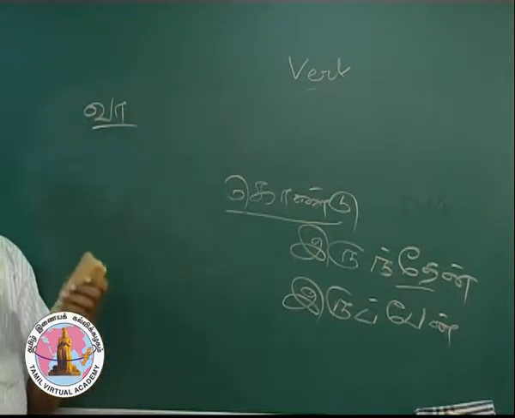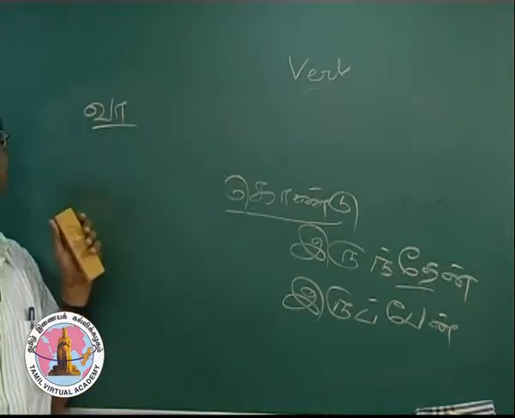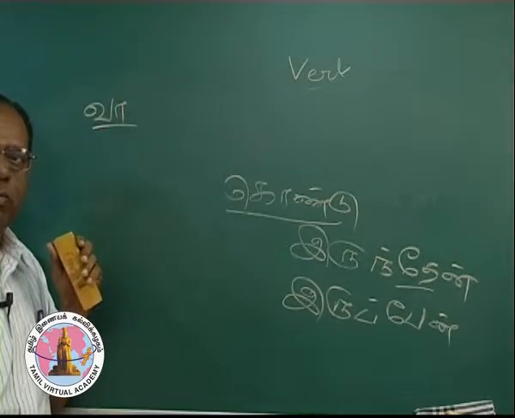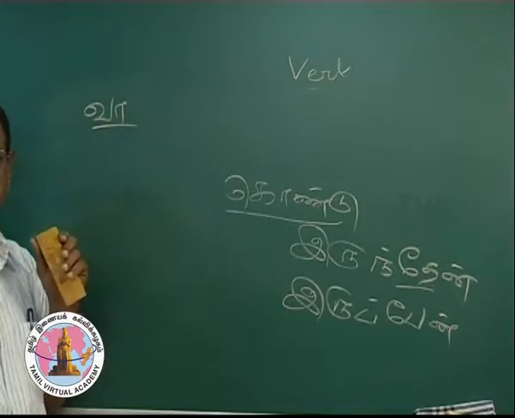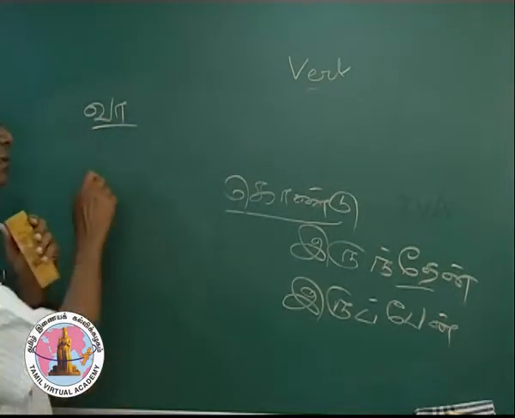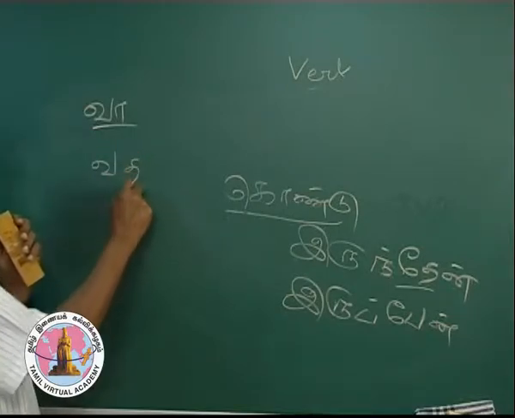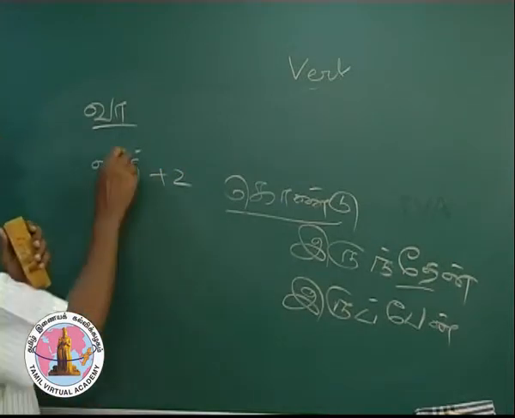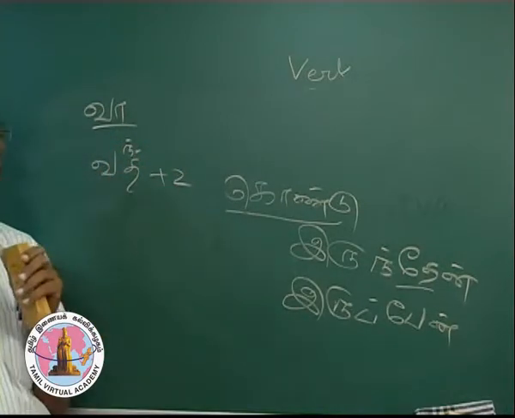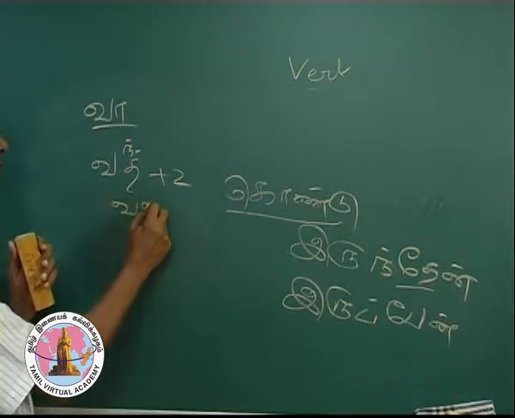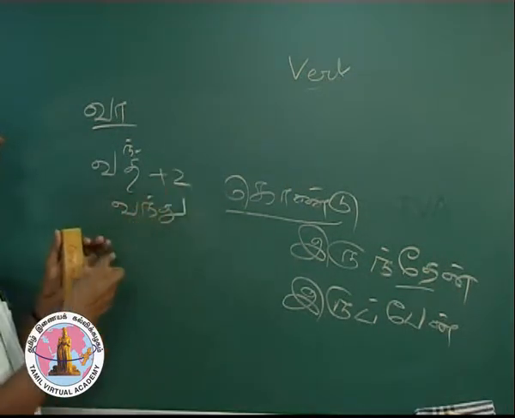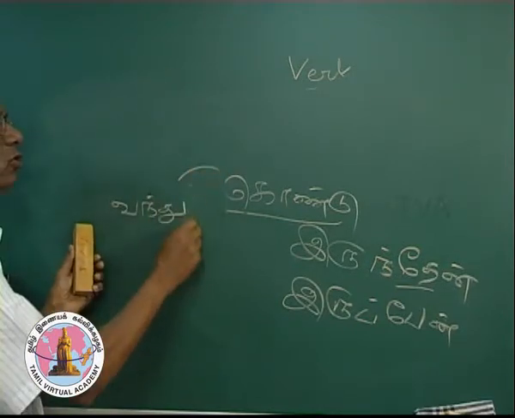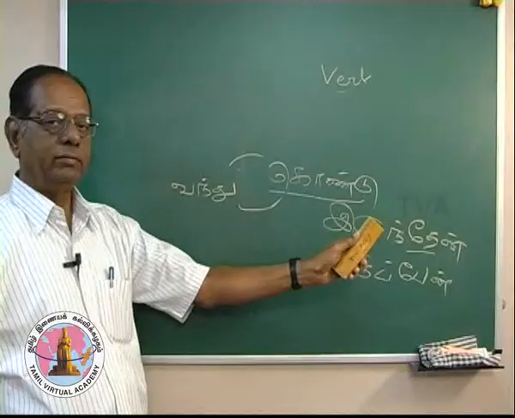This is a verb, you know. Va, to come. What is the verbal participle form of this va? Again, you have to remember the process. It becomes va. It takes up the past tense marker. It needs something else to get combined. It becomes vandu. So, it will be vandu kondu irunden.